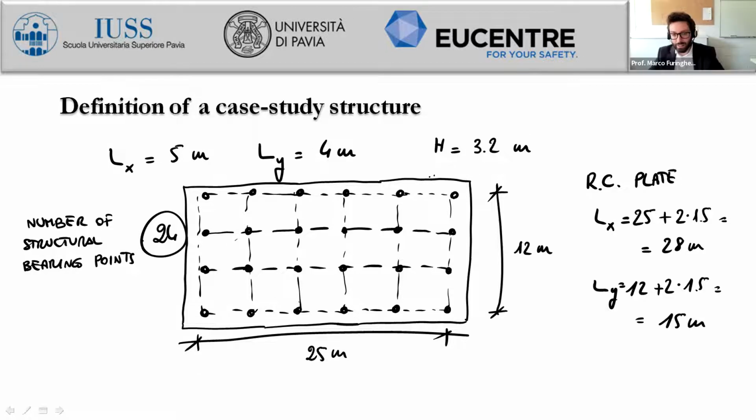So this is the thickness of the additional geometrical plan development for the RC plate. So this is 1.5 meters. This is why we get those sizes. And let's consider the thickness. Let TP, the thickness of the plate, equal 0.5 meters, so half a meter.